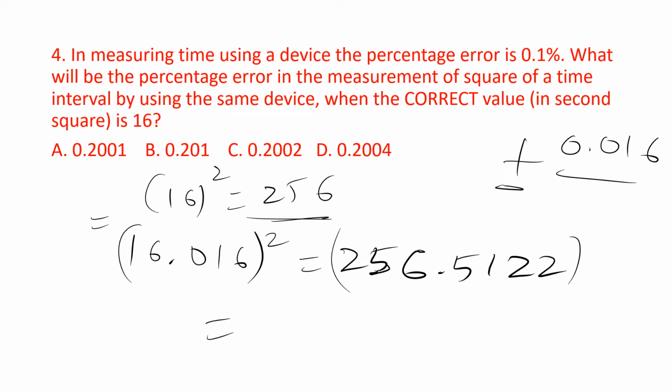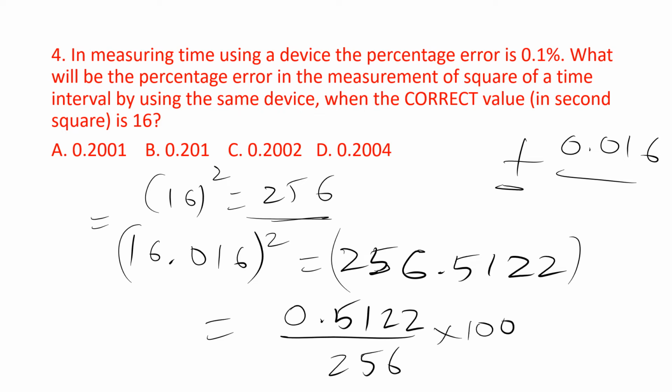Yes, exactly. We can simply find the actual error, 256.5122 minus 256, we get 0.5122, divided by the actual value 256. Percentage, we need to multiply it by 100, and after this we get exactly 0.2001. Option A is the correct answer, guys.